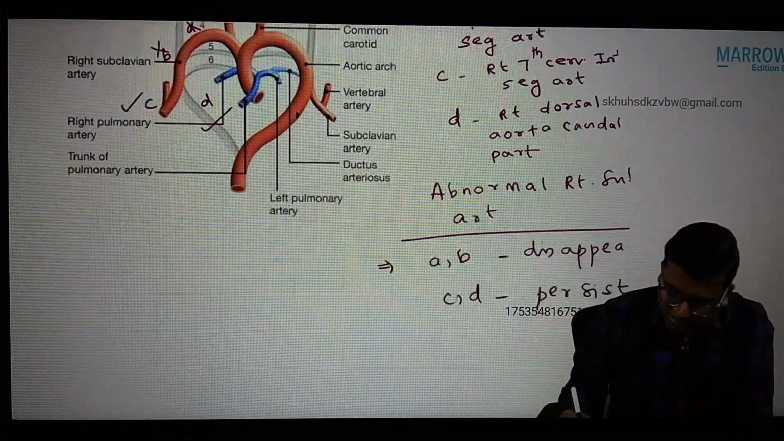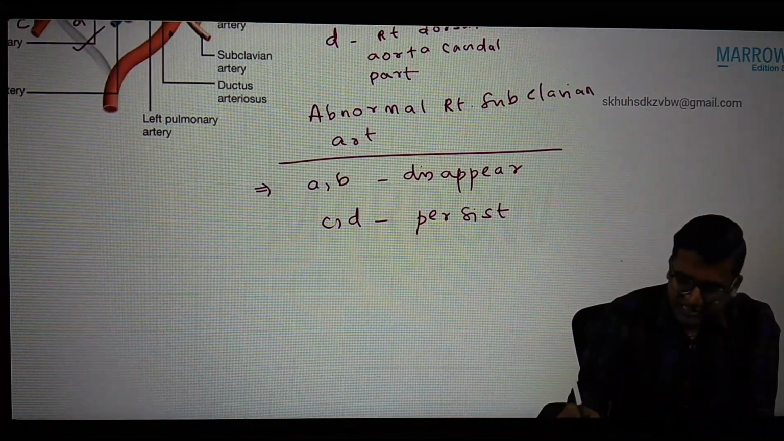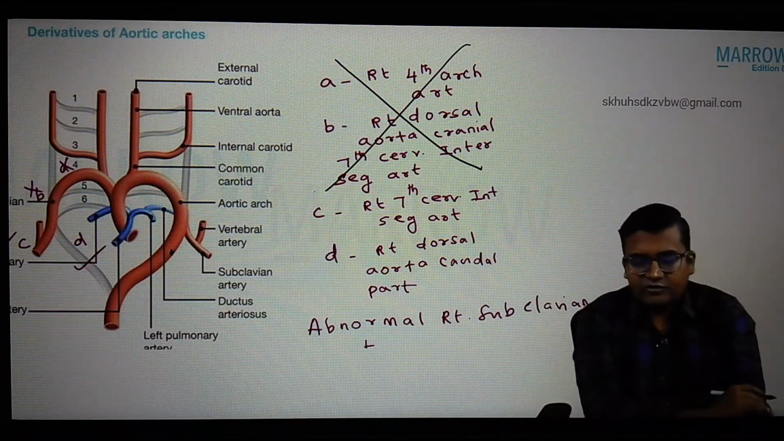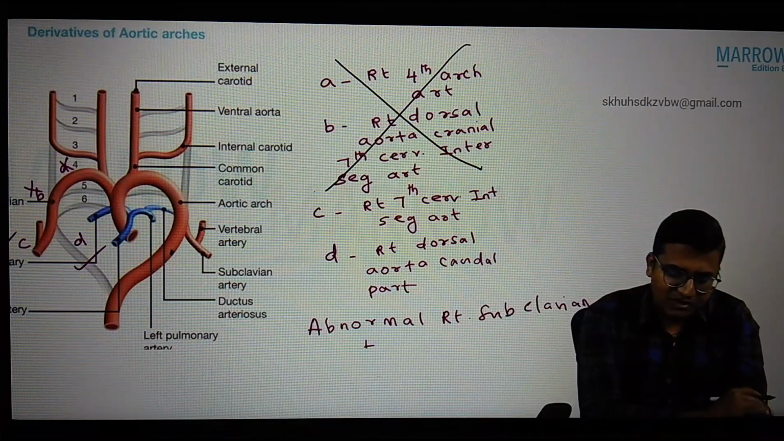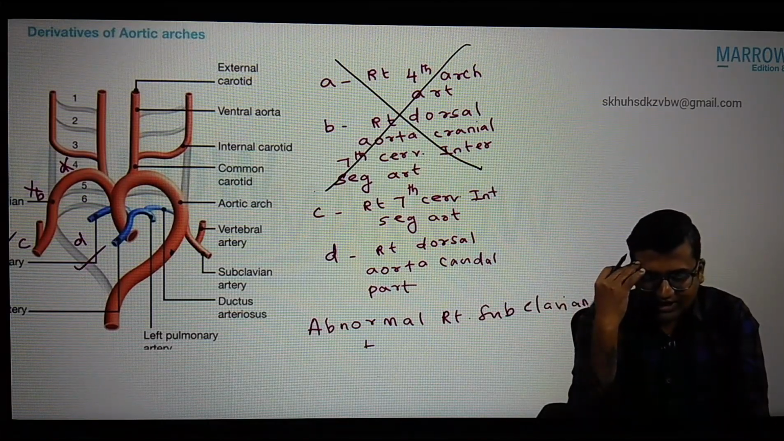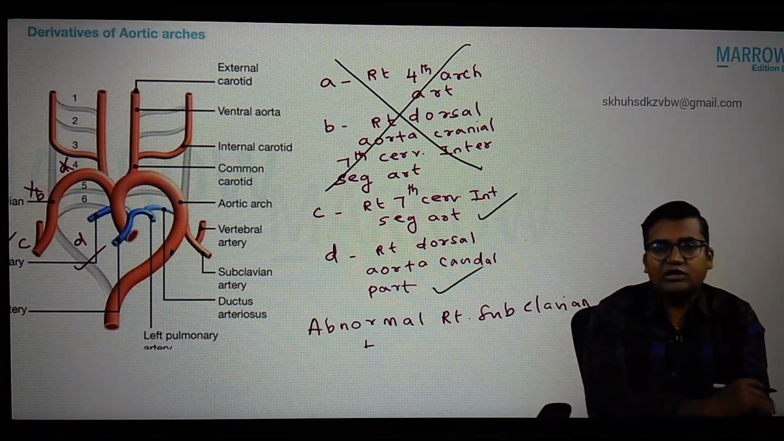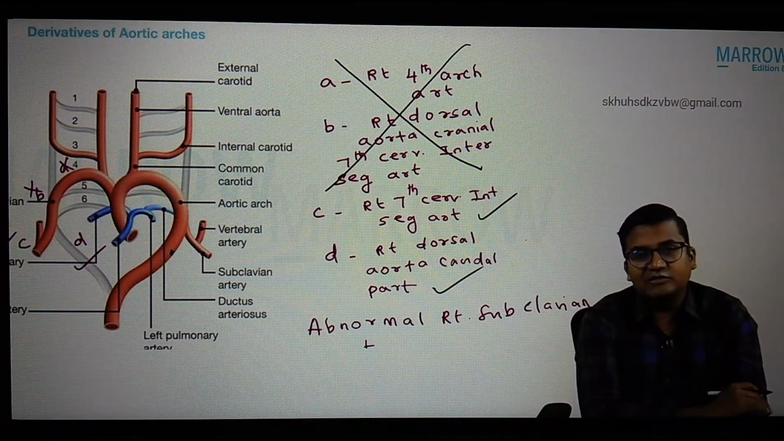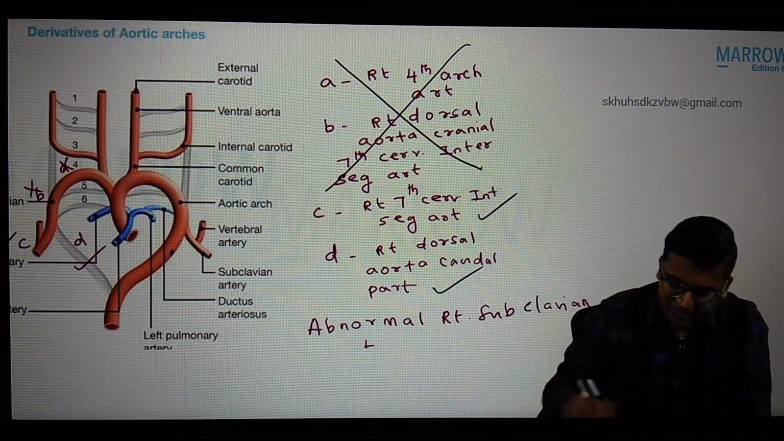So in the abnormal right subclavian artery, which arteries are disappearing? These two arteries will disappear: the right fourth arch artery and the right dorsal aorta cranial to the seventh cervical intersegmental artery. Now C and D will persist: the right seventh cervical intersegmental artery and the right dorsal aorta caudal part. So A and B will disappear and C and D will persist. Is that clear? This is our abnormal right subclavian artery.